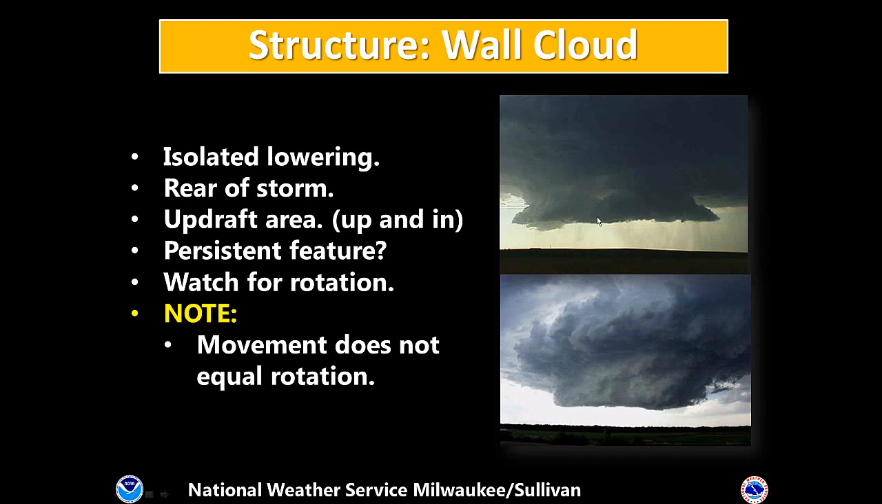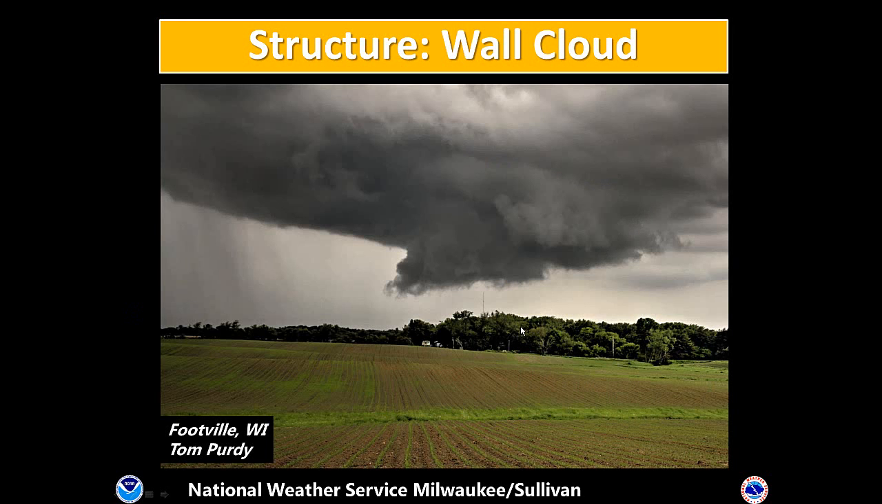The wall cloud, this is an isolated lowering that's on the rear of the storm, the southwest side of it. Some people will confuse this with the shelf cloud. Just remember that the shelf cloud is always out ahead of the storm, moving away from it, while the wall cloud is this isolated lowering on the southwest side of the storm. Watch it to see if it's persistent and whether or not there's any kind of rotation with it. And just because there's a lot of cloud movement doesn't mean that there's rotation with it. Every wall cloud that you're going to see is going to look a little bit different, so just know, especially in Wisconsin, they can look any different way.